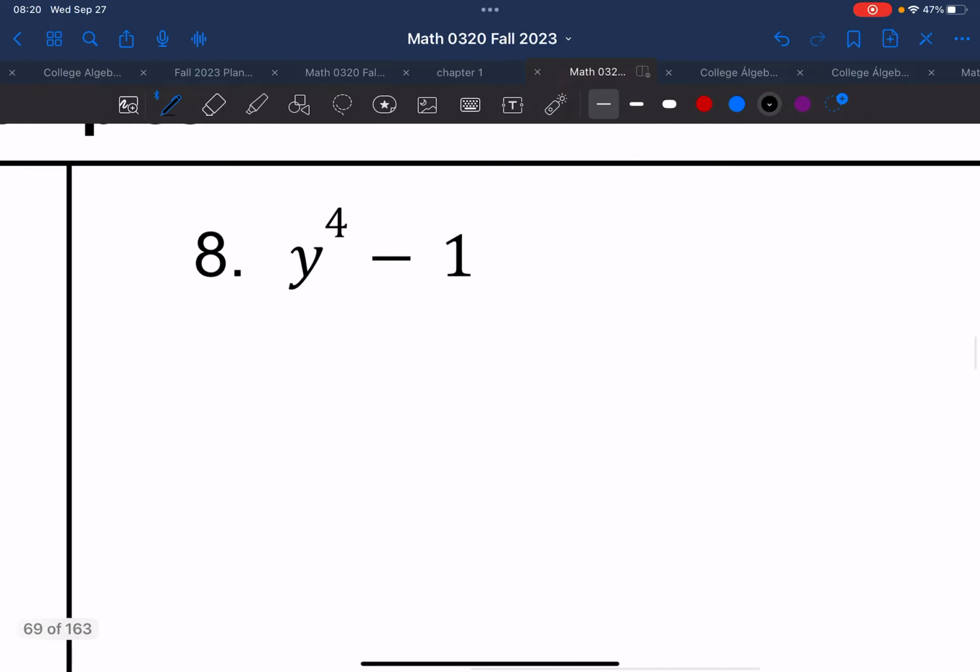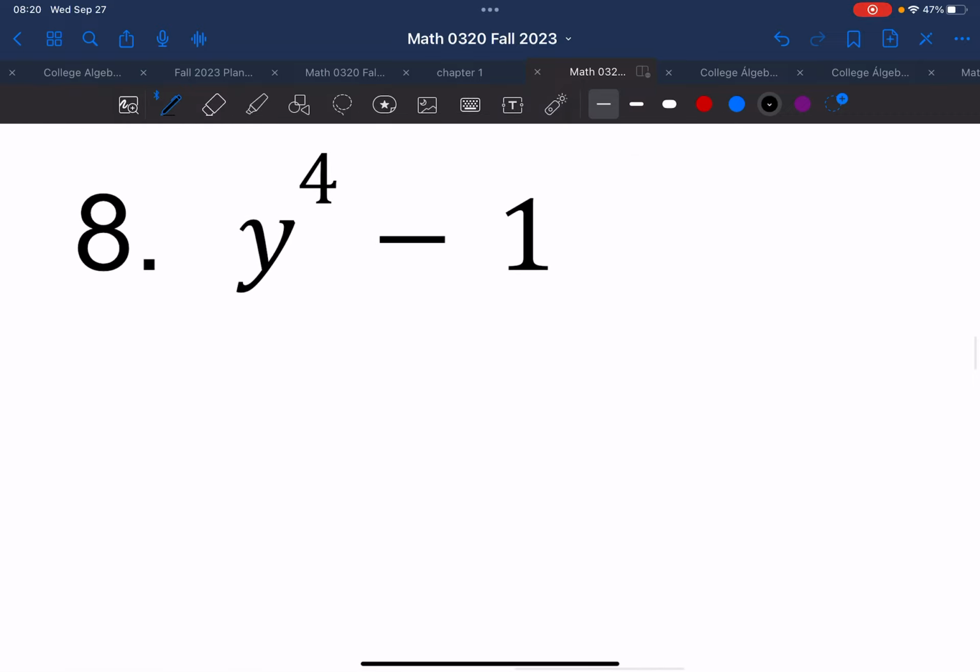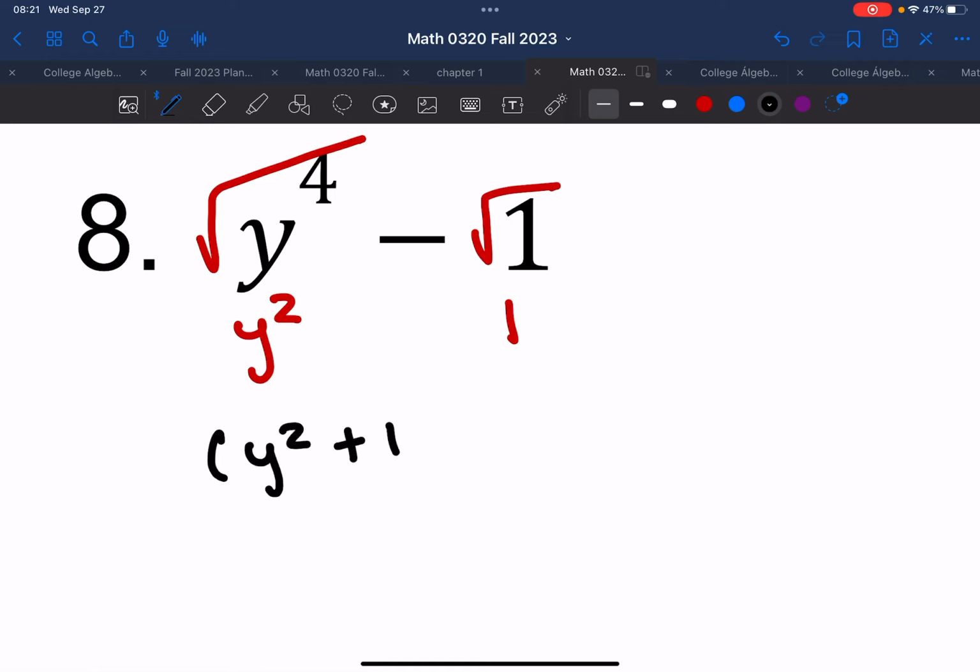Look at number 8. Number 8, do we have a minus separating our two terms? Yep. And can we take the square root of both our terms? Mm-hmm. So that means this is the special case. So I'm going to take the square root of y to the 4th, which gives me y squared, and the square root of 1? 1. So that means my answer is going to be y squared plus 1 and y squared minus 1.